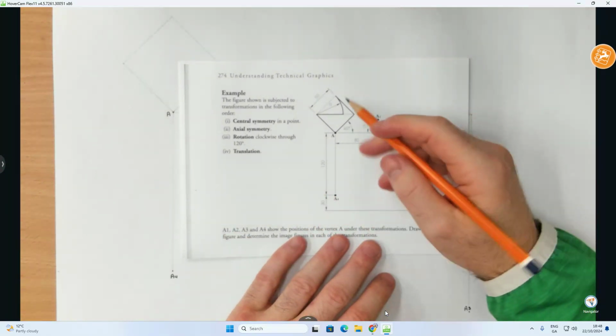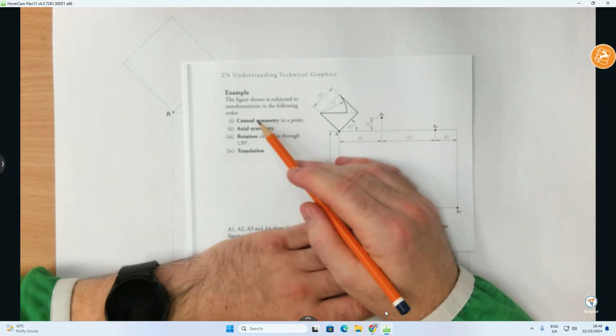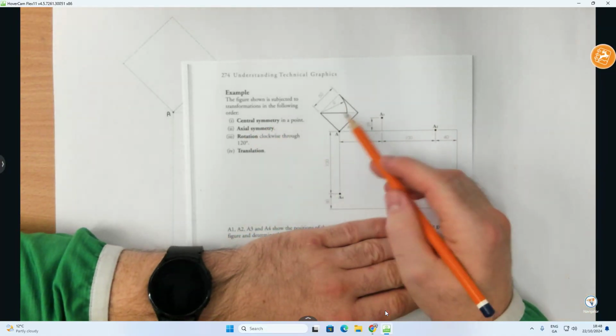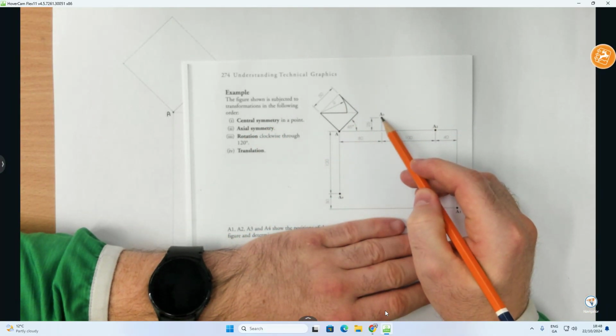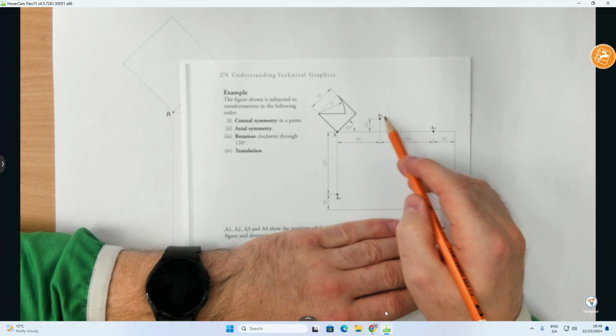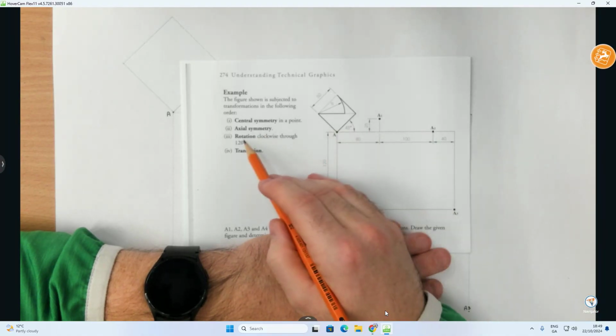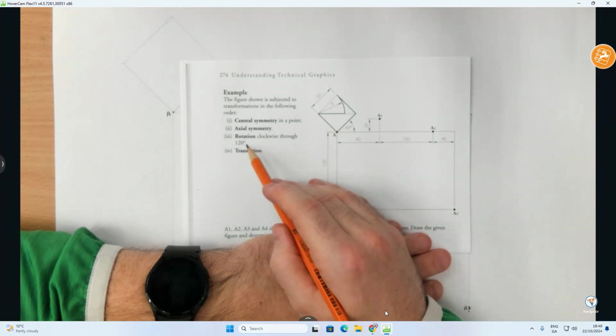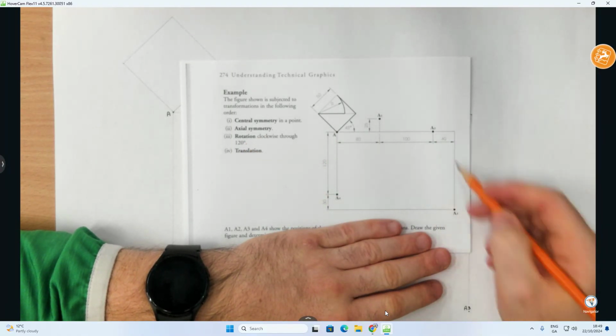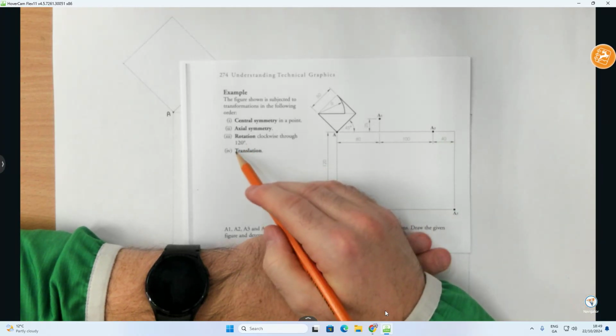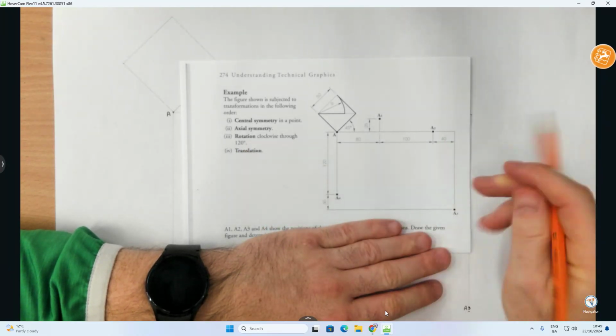So what we have to do essentially is, for part number 1, a central symmetry of the object from point A to A1. Then, when we have the object at A1, we're going to do an axial symmetry from A1 to A2. And then a rotation clockwise 120 degrees from A2 to A3. And then a translation from A3 to A4.